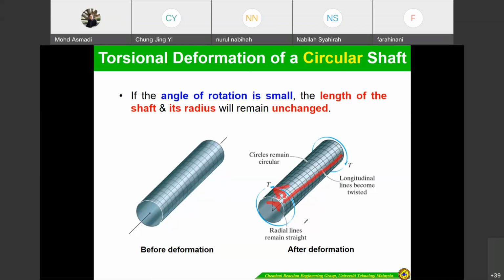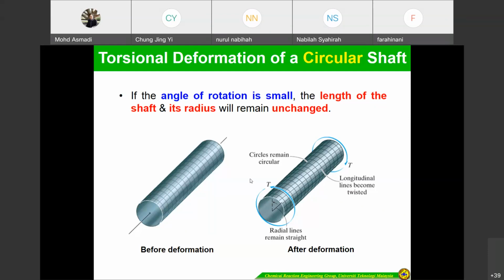But if the rotation is bigger, the radius will change. Okay, this is for the circular shaft. How about non-circular? Non-circular means not a round shape. The cross sections of non-circular shafts do not remain plane, like a rectangle or a square, a cubic type. So that is not the same.